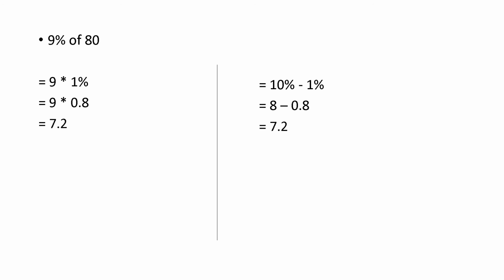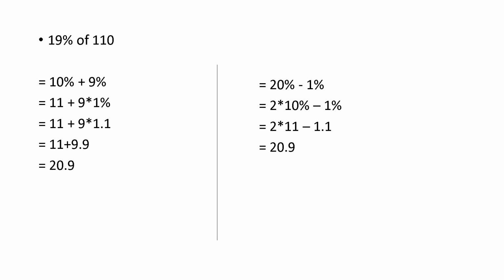Next is 9 percentage of 80. 9 is 9 into 1. 1 percentage is 0.8. Okay. So 9 into 0.8 is 7.2. Another method, 9 is 10 minus 1. So 10 percentage minus 1 percentage. 10 percentage of 80 is 8 and 1 percentage of 80 is 0.8. Subtract both, we'll get 7.2.